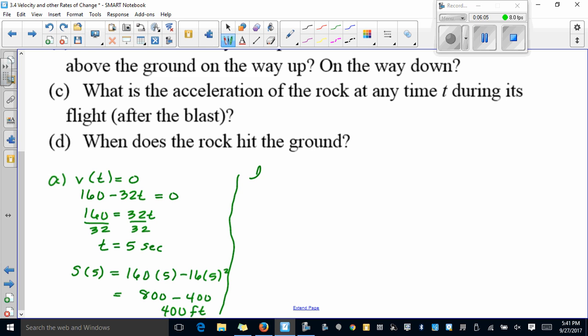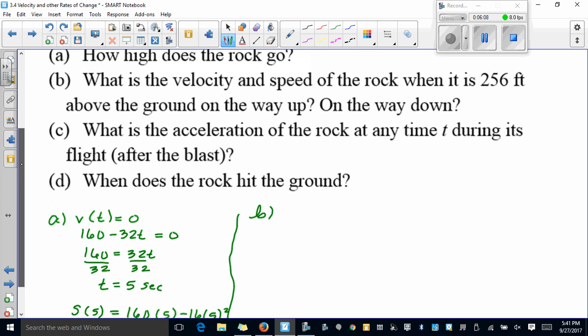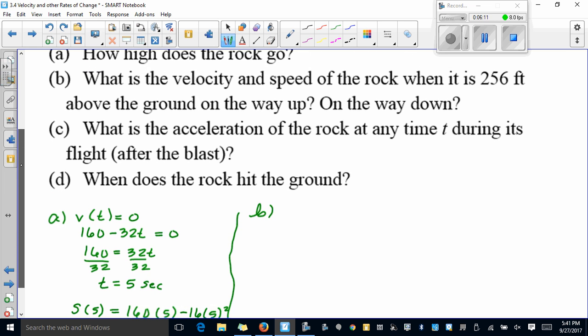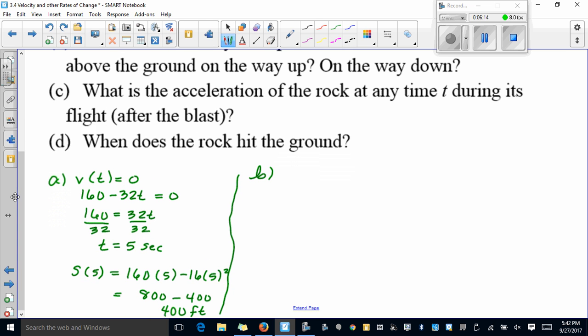Okay, part B on this. What is the velocity and speed of the rock when it is 256 feet above the ground on the way up and again on the way down? So this one, they're giving you a position and they're asking what happens. So we have to start out with how long does it take for this thing to get up to 256 feet? So we're looking at position. We're going to grab our position function, 160t minus 16t squared. And when does this equal 256? Now, unlike the last one, they were asking us for a position.